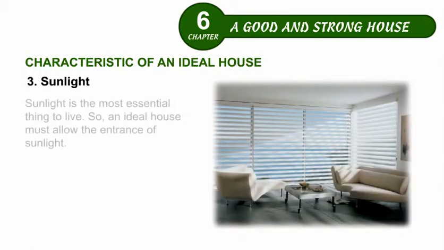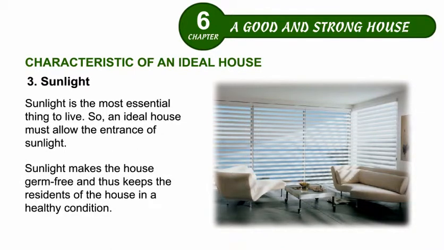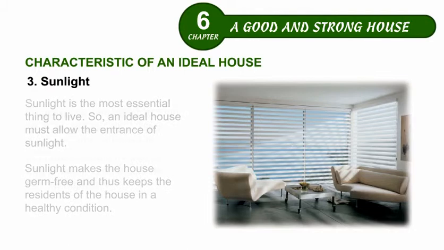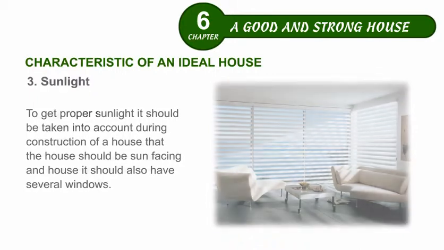3. Sunlight. Sunlight is the most essential thing to live. So, an ideal house must allow the entrance of sunlight. Sunlight makes the house germ-free and thus keeps the residents of the house in a healthy condition. To get proper sunlight, it should be taken into account during construction of a house that the house should be sun-facing and it should also have several windows.